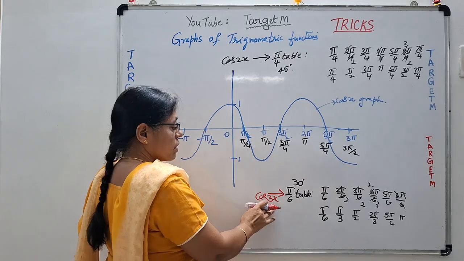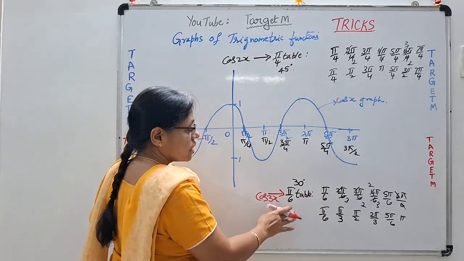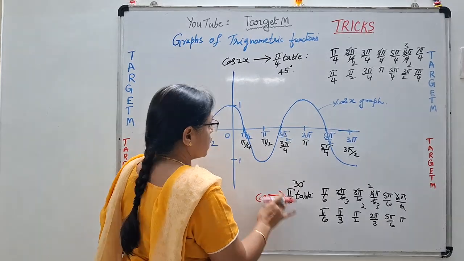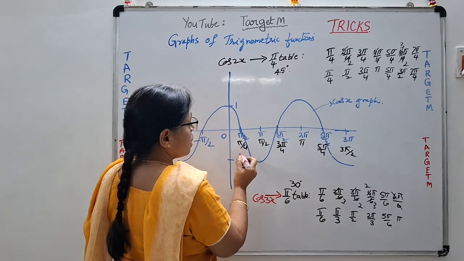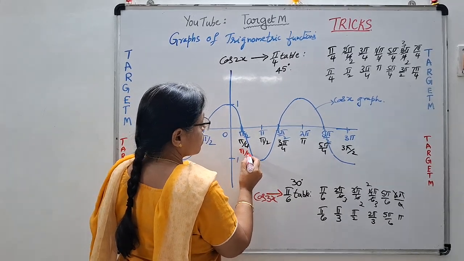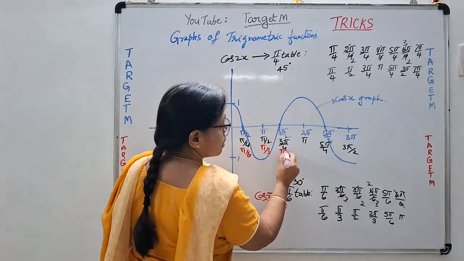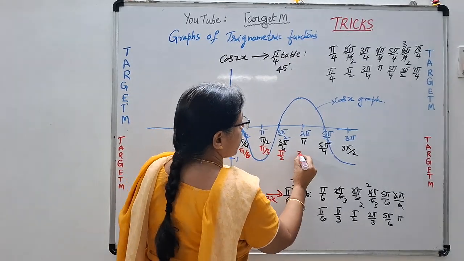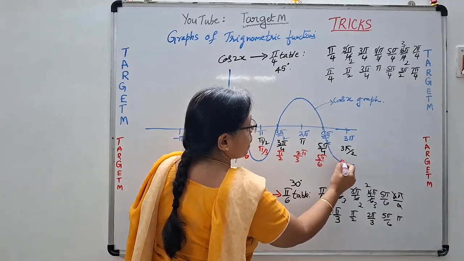Now if you want to draw the cos3x graph, let the cosx graph remain as it is where it is. To draw cos3x, just use the 30-degree table, which is nothing but pi by 6. So no need to change the graph at all, just change the numbers. The numbers will be: this will be pi by 6, this will be pi by 3, pi by 2, 2 pi by 3, 5 pi by 6, and pi. That's it.